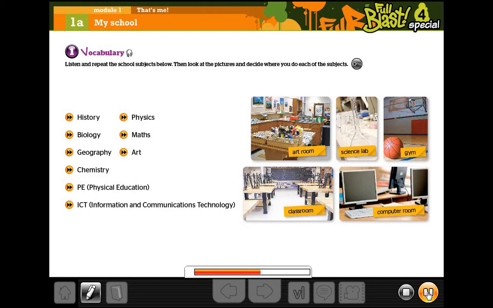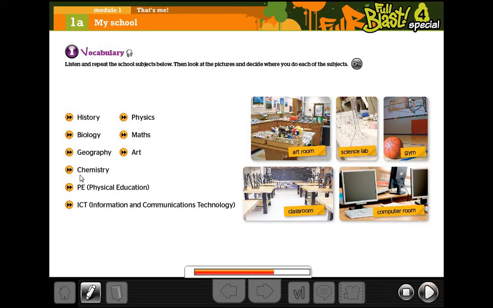Next one. Biology. Please repeat after me. Biology. Where do you do biology? In the art room or the science lab? Very good. In the science lab. Let's continue. Geography. Please repeat after me. Geography. Where do you do geography? In the classroom. Very good.